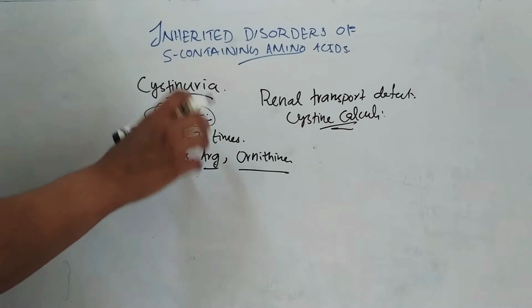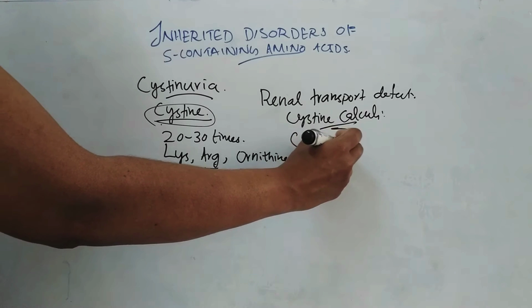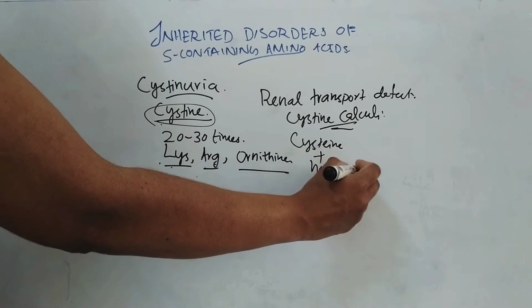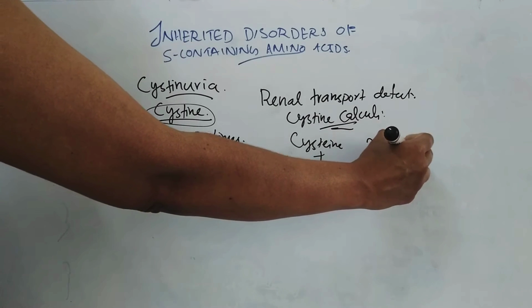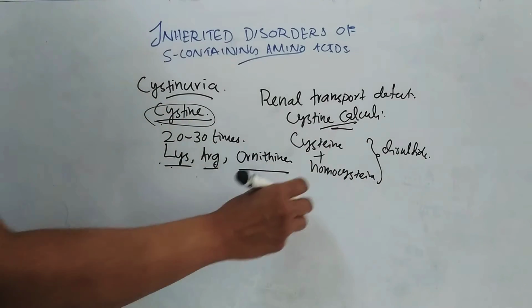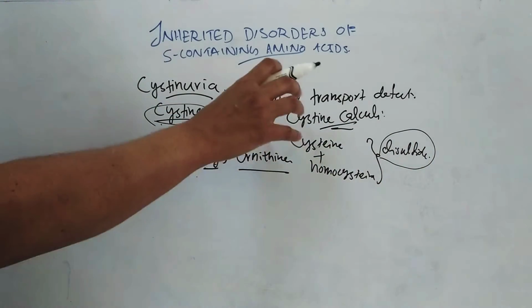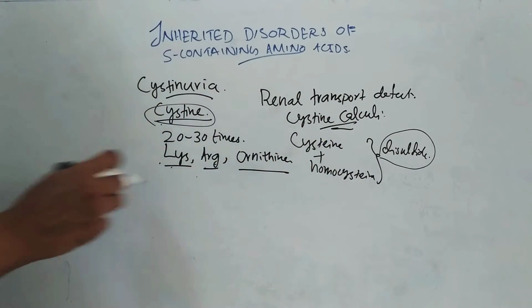In urine, a mixed disulfide of cysteine and homocysteine is seen. This disulfide of cysteine and homocysteine is more soluble and thus reduces the formation of these cystine crystals or cystine calculi.